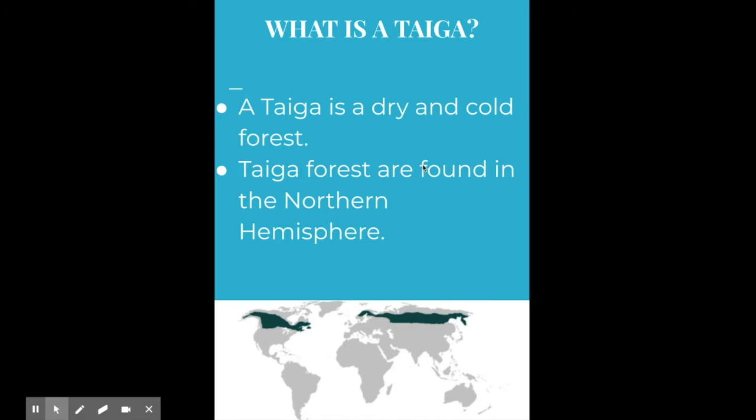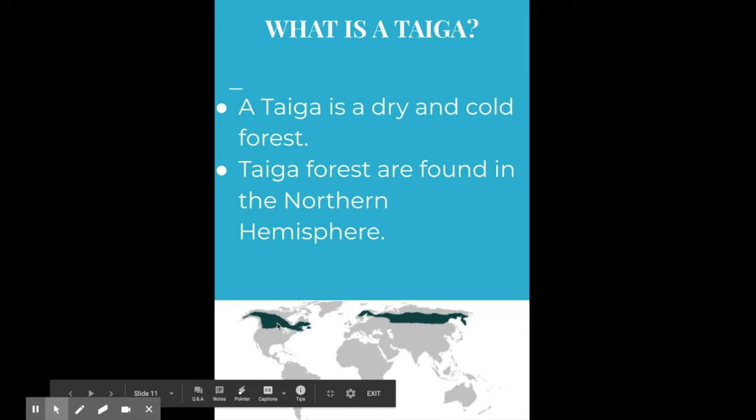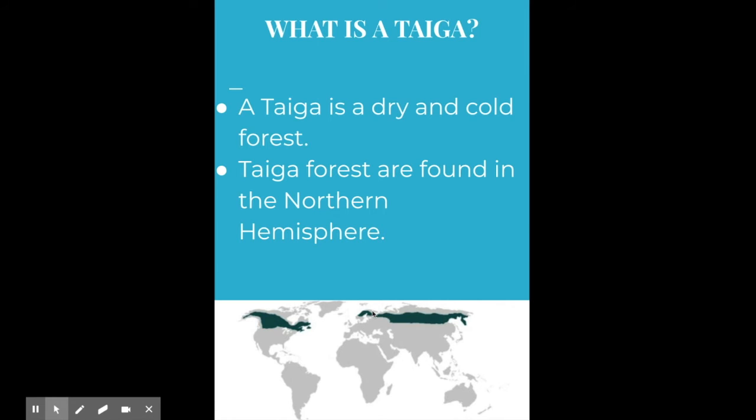A taiga, maybe you haven't heard this word before, but I'm pretty sure you have seen a taiga environment. A taiga is a dry and cold forest. Taiga forests are usually found in the northern hemisphere of our planet Earth, kind of like in the area of Canada or up here, like in Russia. Since they are really up north, these areas are really cold.